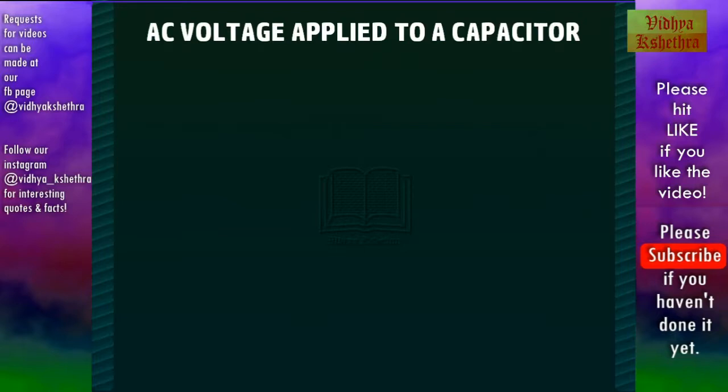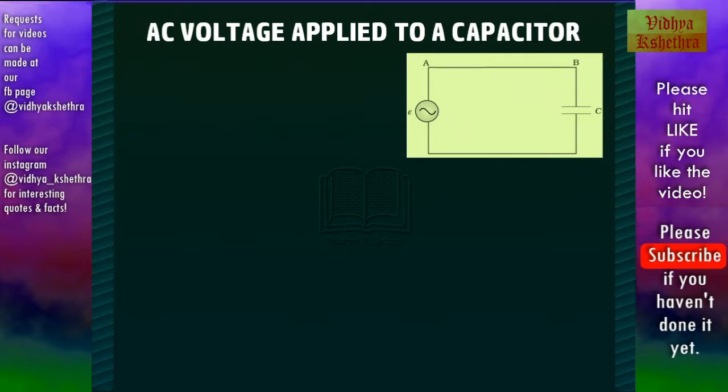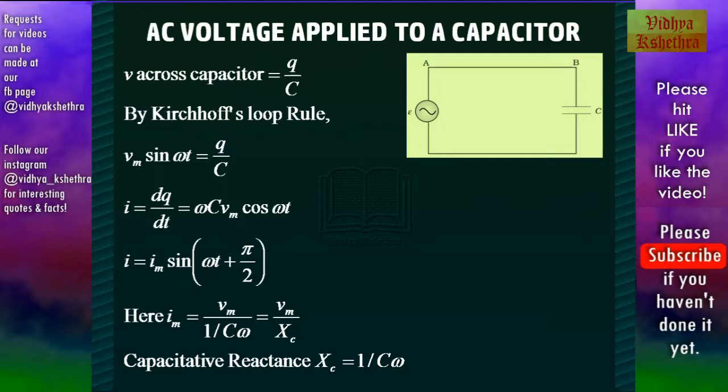Now we can see the case of an AC voltage applied to a capacitor. This is a circuit showing a capacitor C connected to an AC voltage source. Now the voltage across the capacitor is given by Q by C, where Q is the varying charge and C is the capacitance of the capacitor. Now in this circuit, by using Kirchhoff's loop rule, we can write Vm sin omega t is equal to Q by C. Now the alternating current I is given by dq by dt.